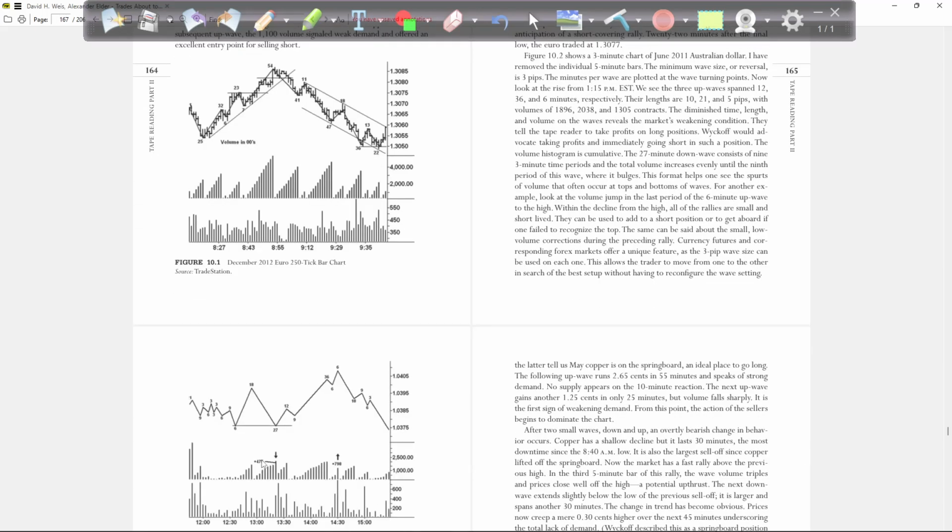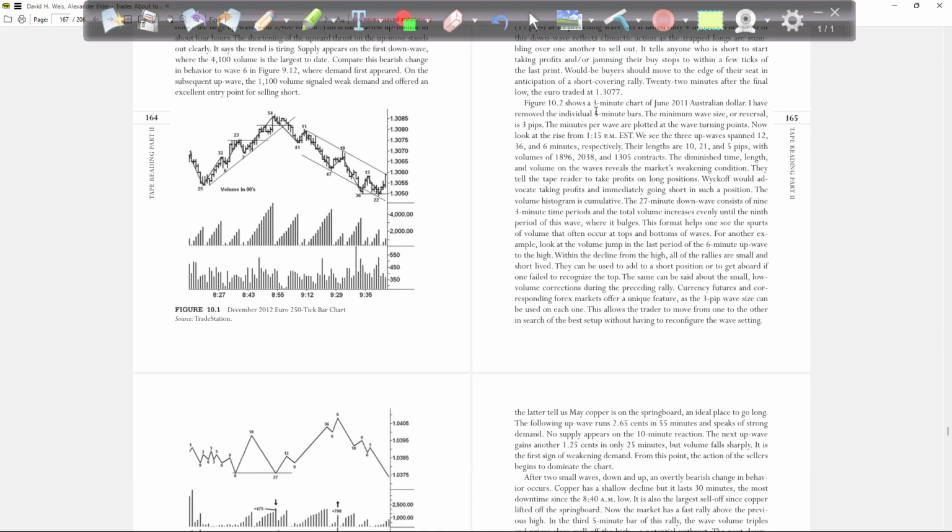Figure 10.2 shows a 3-minute chart of June 2011 Australian dollar. I have removed the individual 5-minute bars. The minimum wave size or reversal is 3 pips. The minutes per wave are plotted at the wave turning points.